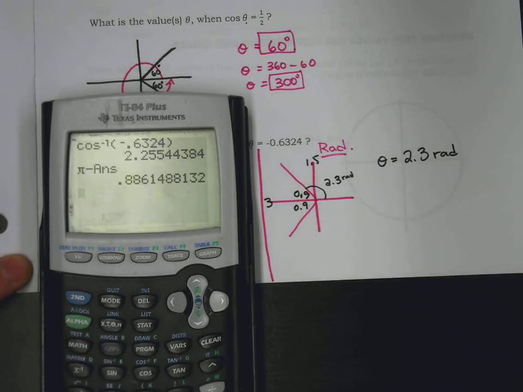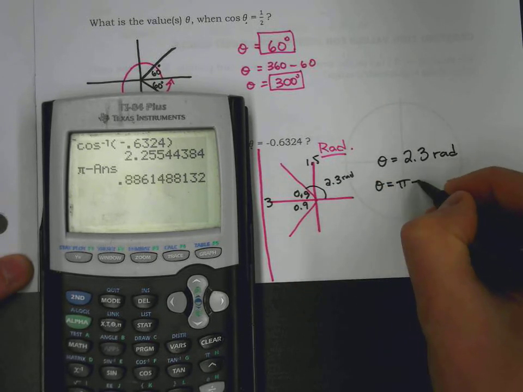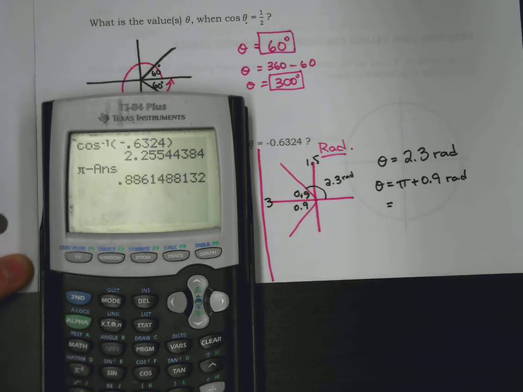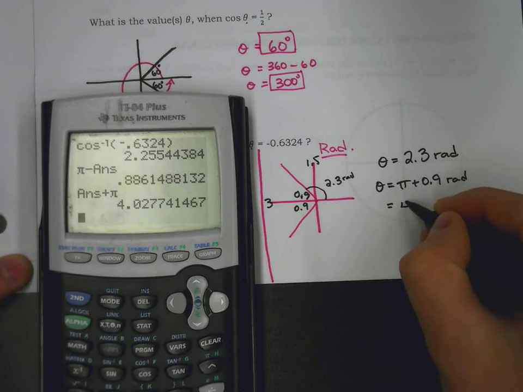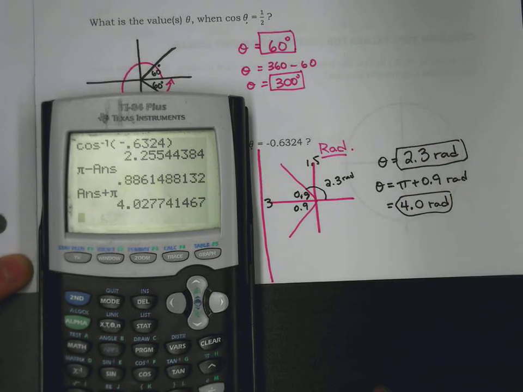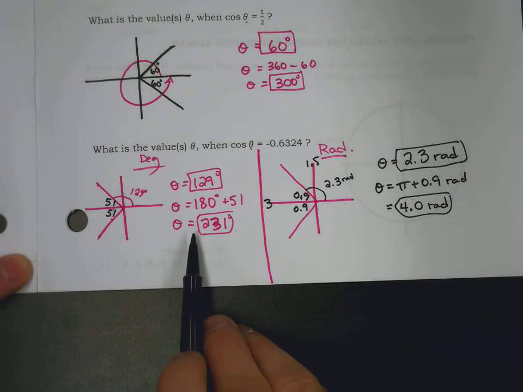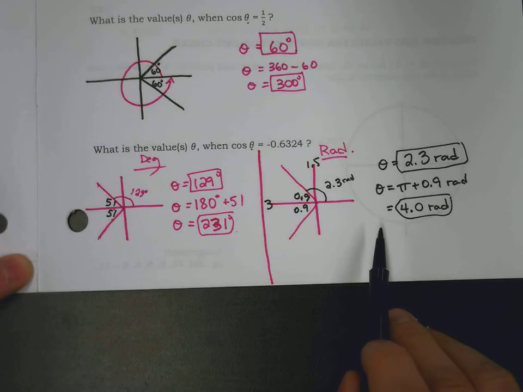I'm going to keep this in my calculator, and I want to be able to calculate pi plus 0.9. What comes out is the second terminal arm's rotation. So I'm going to take this answer, which is still exact, add in a pi, and what comes out is our second answer, 4.0 radians. These two questions were identical, but the only difference is one was done in degrees and one was done in radians. This is technically a Math 20-1 question. Because this is in radians, it's now a Math 30-1 question.